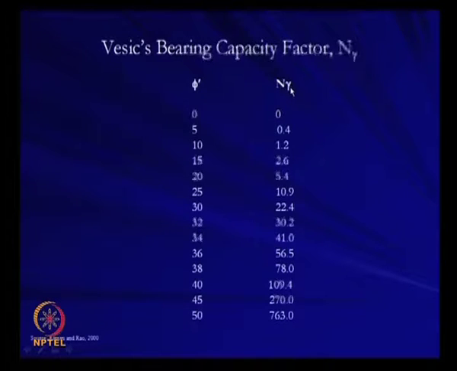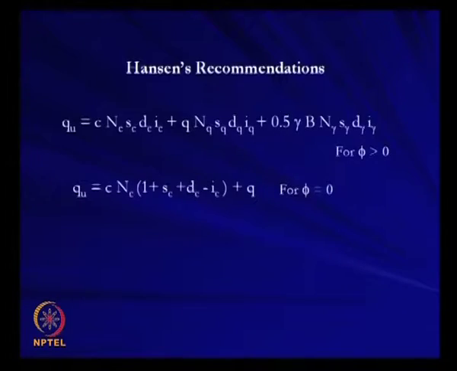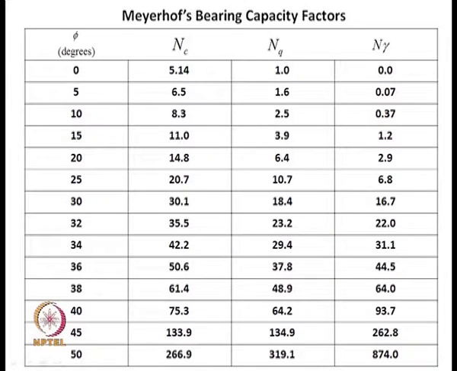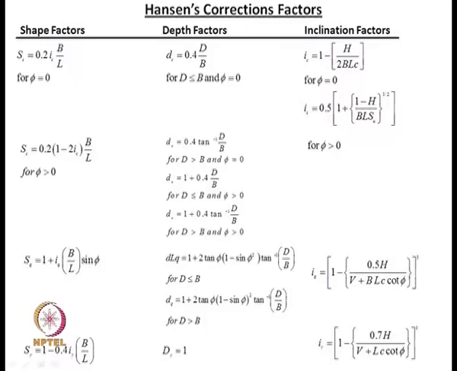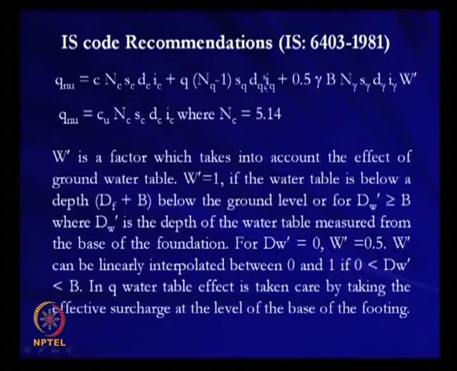So, in this table we will get the corrections, and from the Meyerhof bearing capacity factor table we will get Nc and Nq, and Nc, Nq and N gamma from this basic table. If you know these values and put them in the IS recommendation expression, then we will get the net ultimate bearing capacity of the soil.